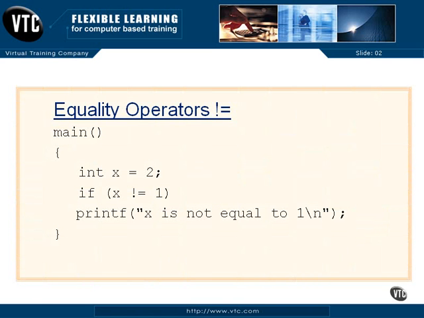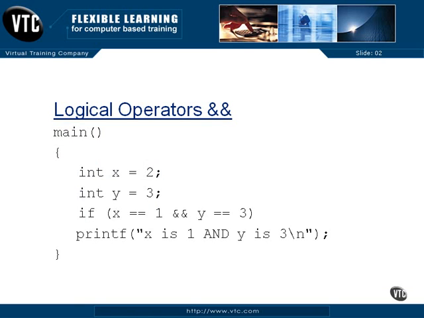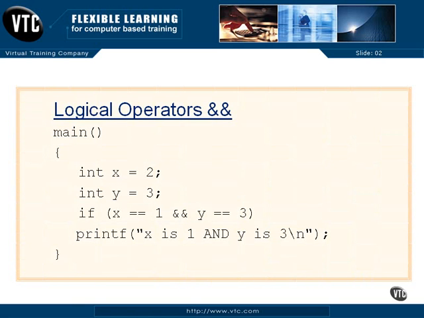Here's not equal. If x is not equal to 1, we'll print that out. We use an exclamation point and an equal sign to show inequality. Now these are logical operators. This one is a logical operator and.